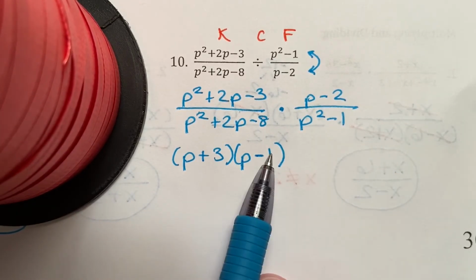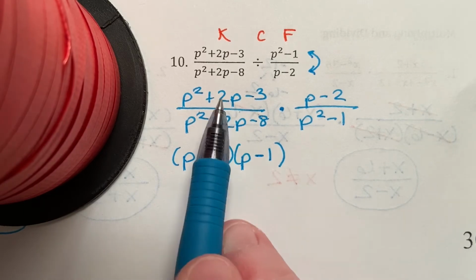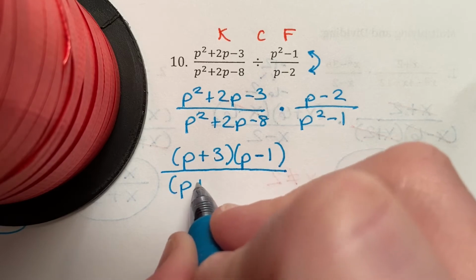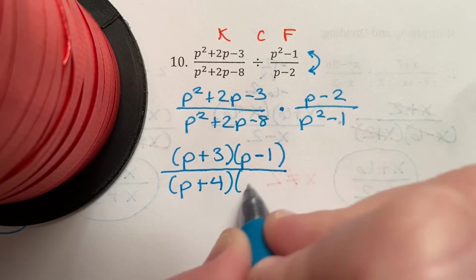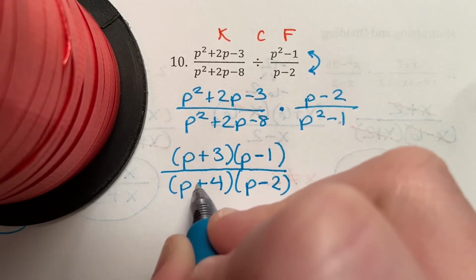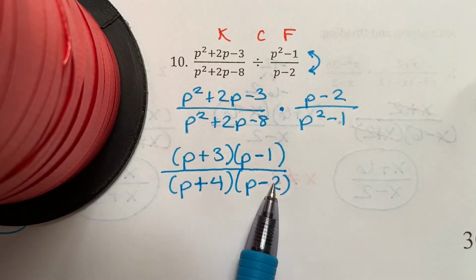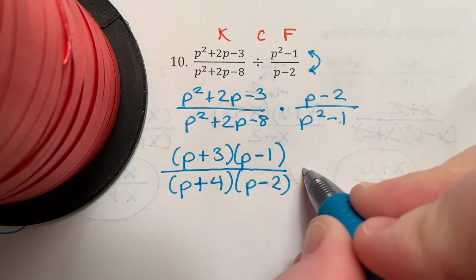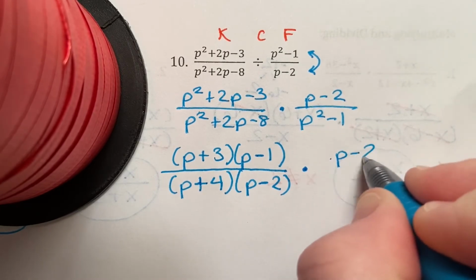3 times negative 1 is negative 3. 3 minus 1 is 2. The denominator, I'm going to have a p plus 4 and a p minus 2. And that's because 4 times negative 2 is negative 8. 4 minus 2 is 2. Times p minus 2 stays the same.